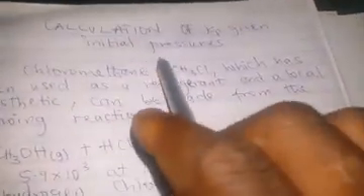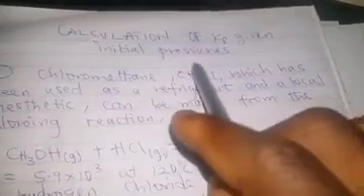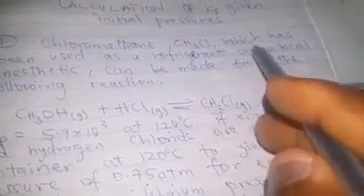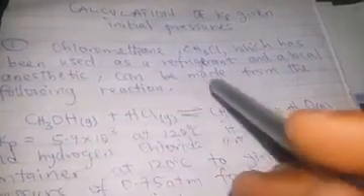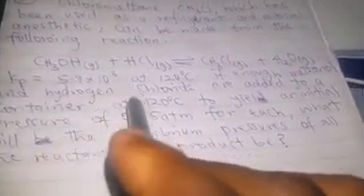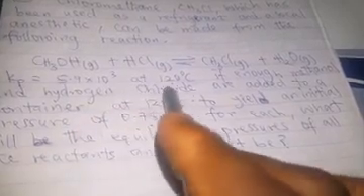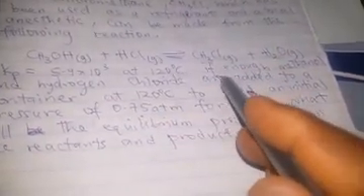So we're going to look at calculation of Kp when initial pressures are given. Now we see an example here. Chloromethane, which has been used as a refrigerant and a local anesthetic, can be made from the following reaction. The Kp for this reaction is 5.9 times 10 to the power 3, which you can say is 5,900 at 120 degrees Celsius.